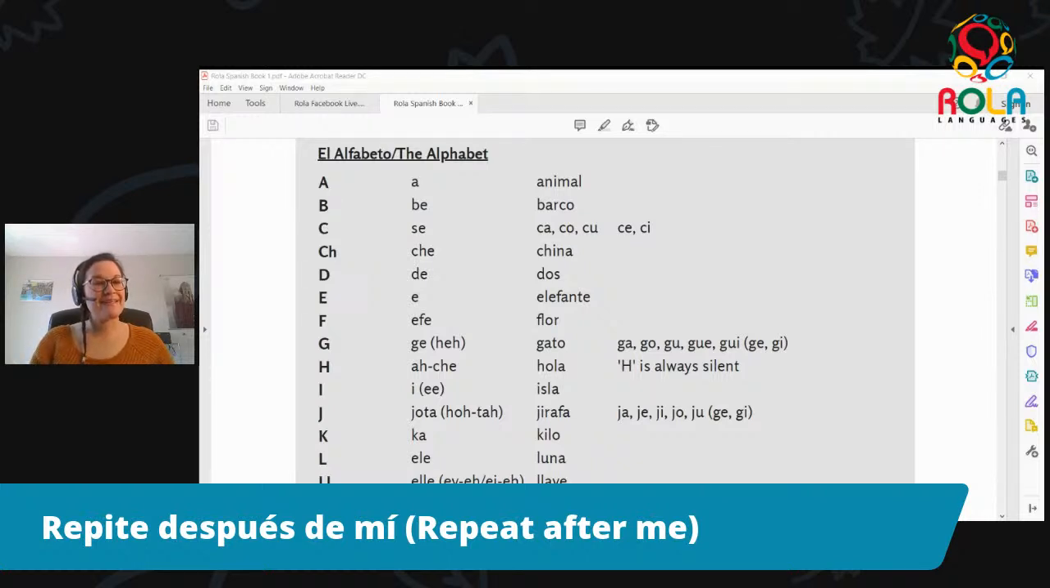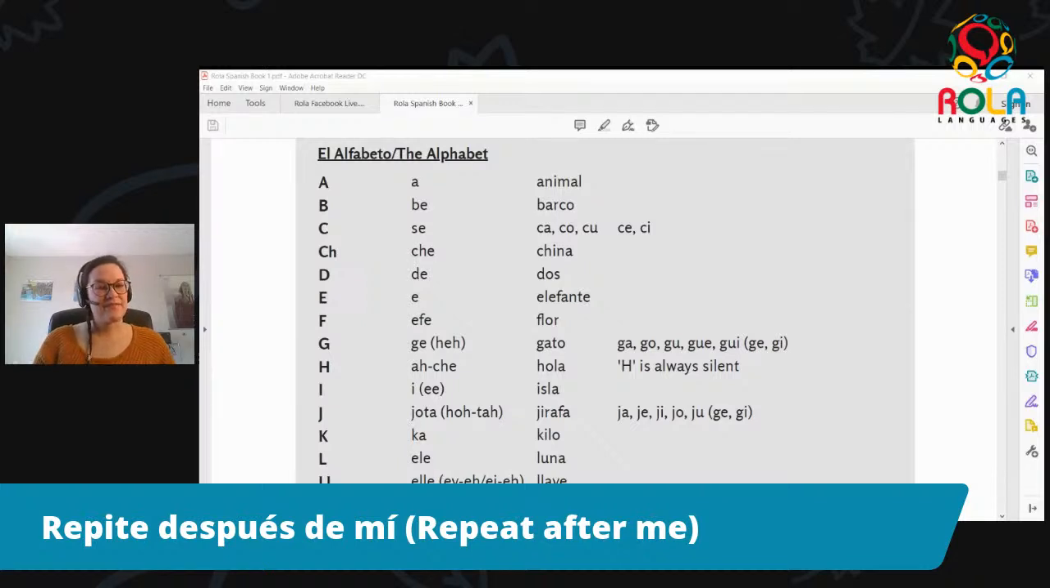Now, after Che, we have D. D. Like dos. Okay, next we have the letter E. E. This one confuses a lot of English speakers because it sounds like the first letter of the English alphabet, which is A, but this is the Spanish E. English A is E in Spanish, okay? Like elefante.